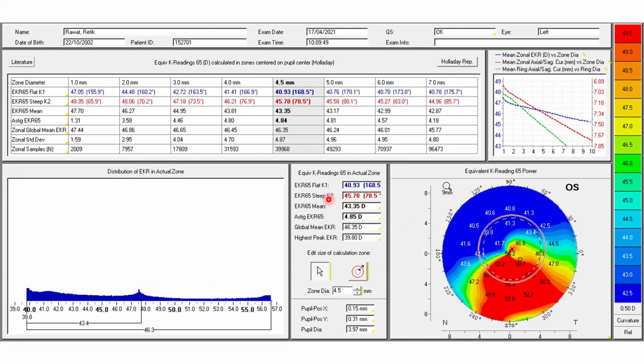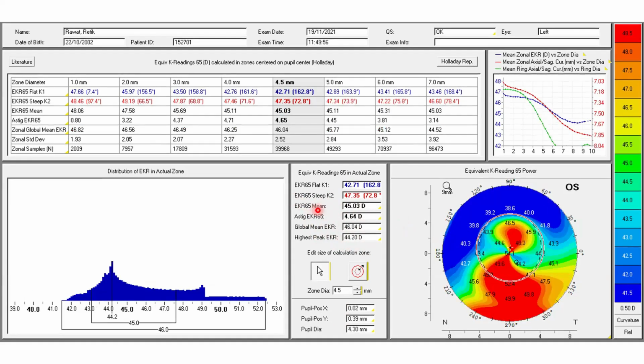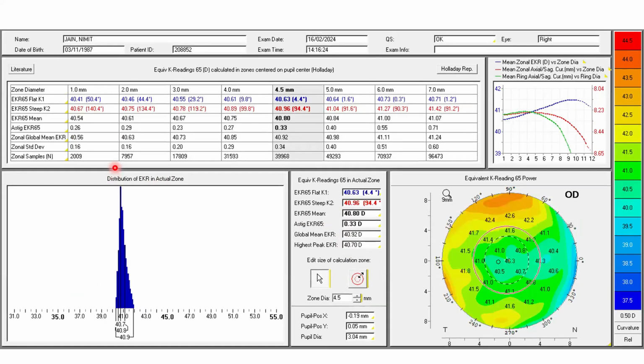Previously, before treatment, the mean EKR was 43.3. The global EKR was 46 and the highest peak was 39, which means that it varied by around 3 to 4 diopters. After the treatment, we can see that it's varying by around only 1 diopter. So that is how it can help us analyze the effectiveness of treatment in keratoconus patients.